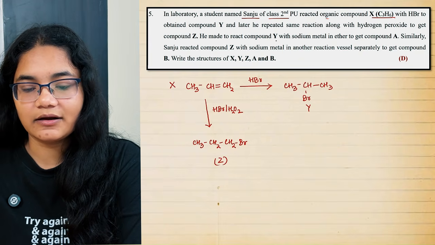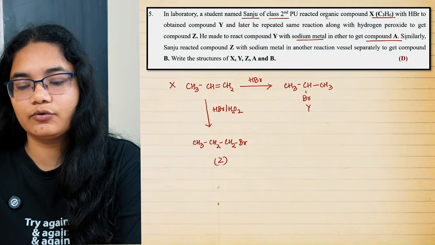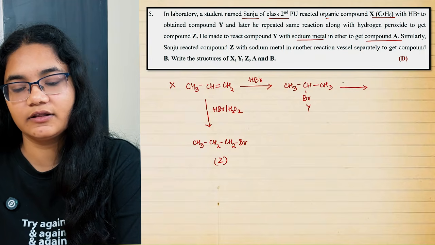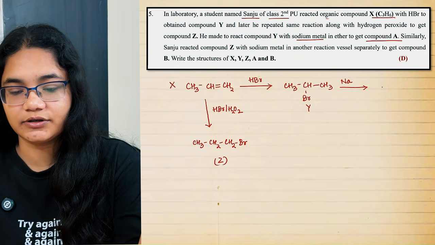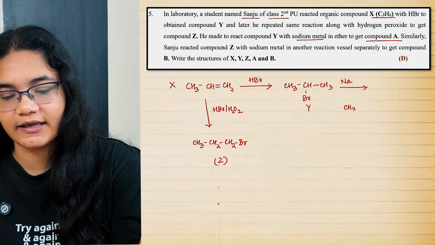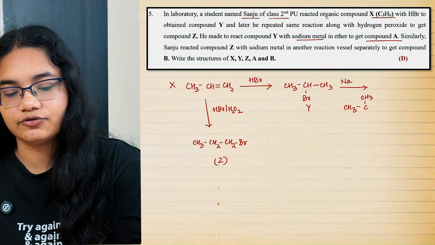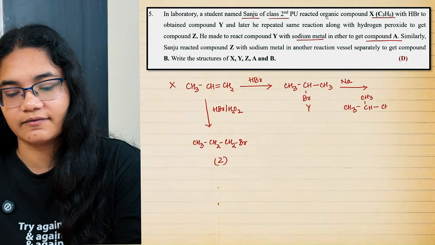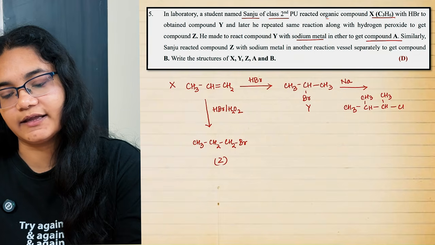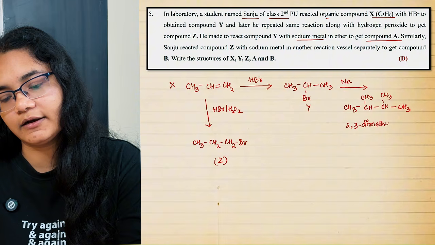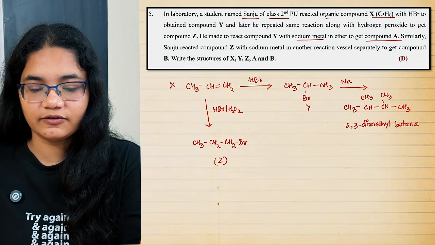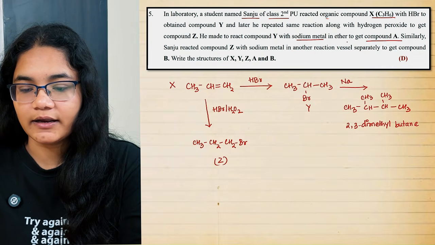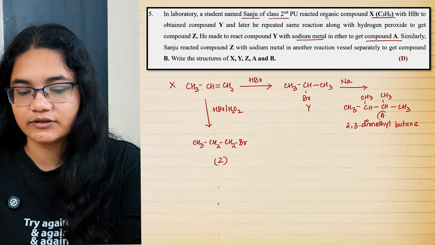Now he made compound Y react with sodium metal in ether to get compound A. So this was reacted with sodium metal to get compound A. So there will be Wurtz reaction here. The product that we will get here is CH3CH(CH3)CH(CH3)CH3, which is 2,3-dimethylbutane. So this is compound A.